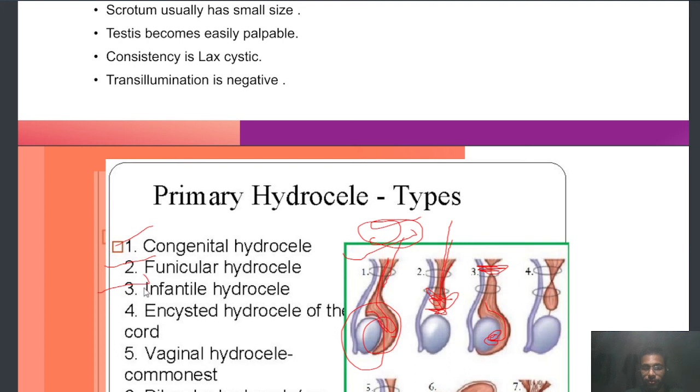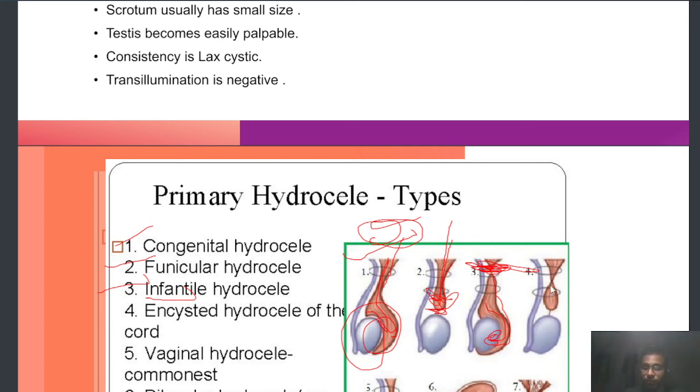Now do not confuse this word infantile, as if it mostly takes place in infants; it is not like that. Infantile basically means that this is the premature closure of this processus vaginalis right here. So there is accumulation of fluid in the part below the part of the closure.